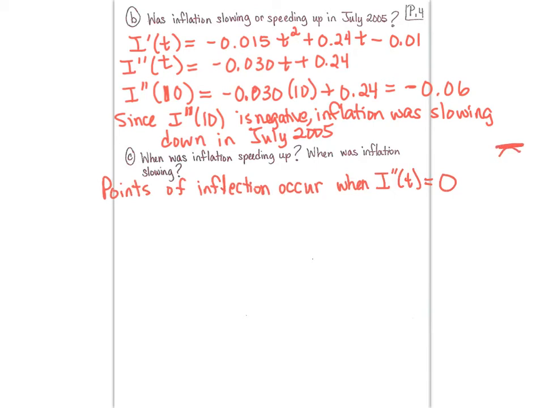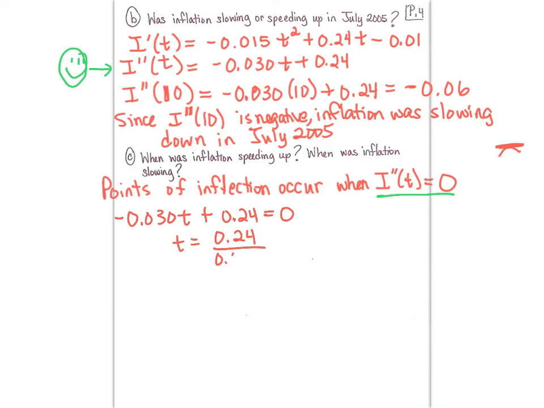Okay? Now, here, you look at your second derivative. We found our second derivative up here. Let's call that smiley face. That's an interesting smiley face. So that's I double prime of t. So that's what we're going to do. We're going to use that down here. So we have negative 0.030t plus 0.24 is equal to 0, or t is equal to 0.24 divided by 0.030. That means t is equal to 8.